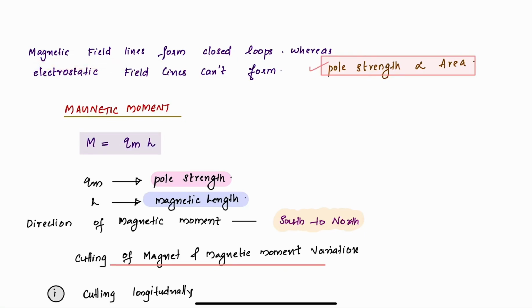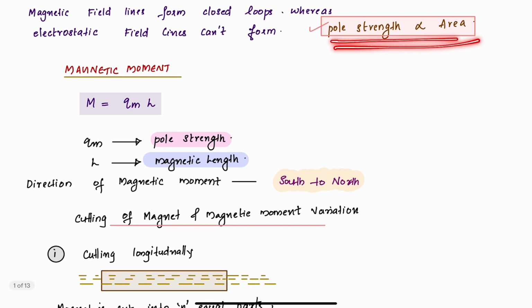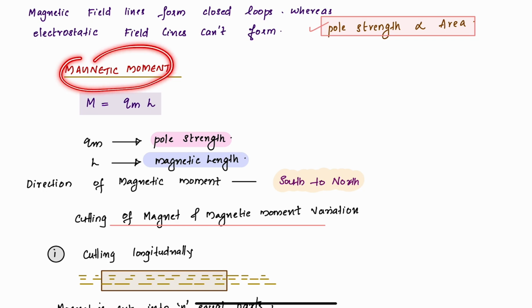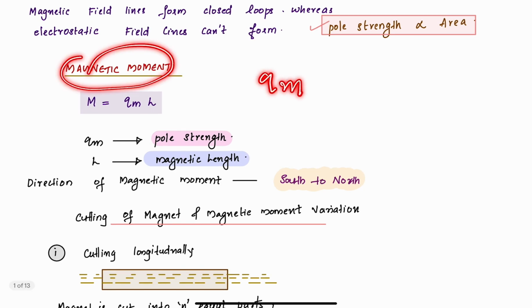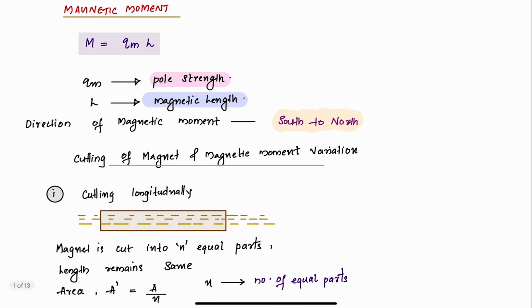Magnetic field lines form closed loops, whereas electrostatic field lines cannot form closed loops. Pole strength is directly proportional to area. Magnetic moment is equal to Qm, the pole strength, into L. Qm is the pole strength, L is the magnetic length.